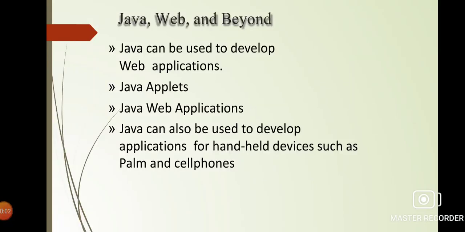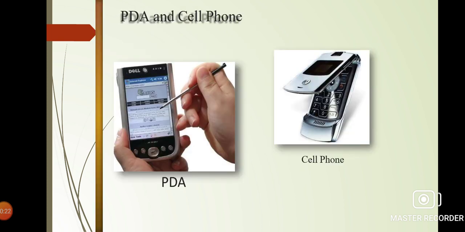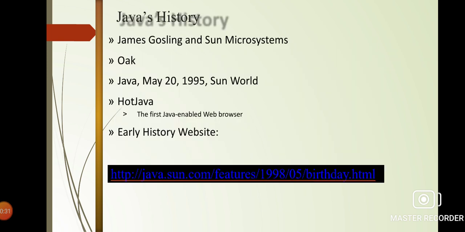Java Web and beyond. Java can be used to develop web applications and Java applets, Java web applications, and Java can also be used to develop applications for handheld devices such as Palm and cell phones. This is the PDA and cell phone. The first diagram represents the PDA and the second diagram represents the cell phone.